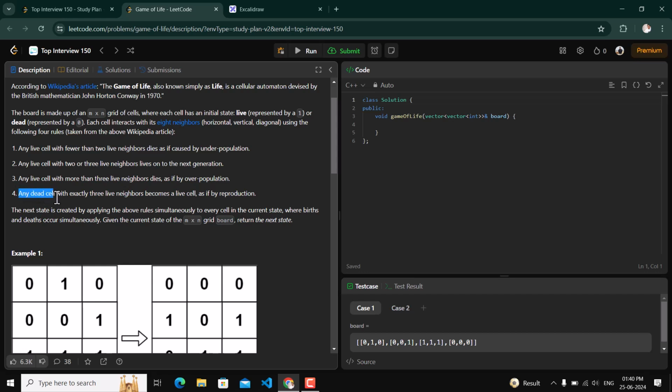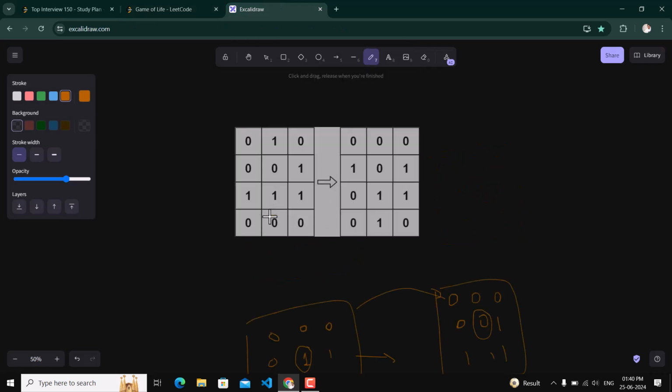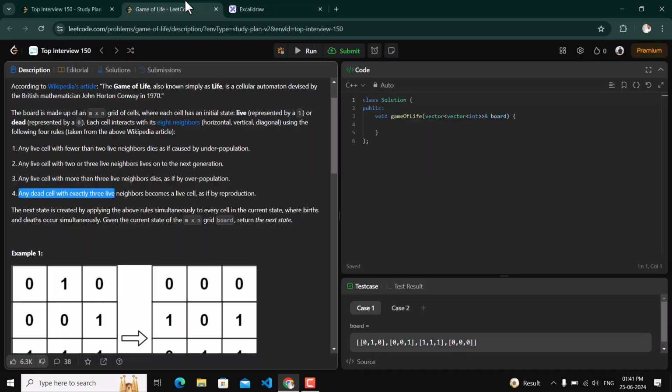Now the fourth rule: any dead cell with exactly 3 live neighbors becomes a live cell, as if by reproduction. If we consider this a dead cell, this rule says if its surrounding neighbors contain exactly three live cells, which is this scenario, then it also becomes live. So in the next stage, this also becomes a live cell. Basically, these are the four rules which are given to us.